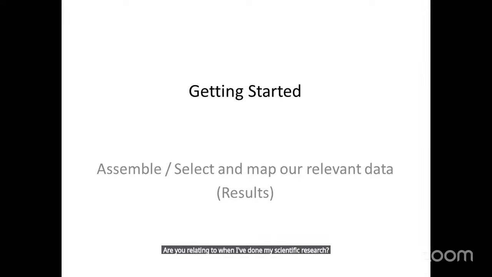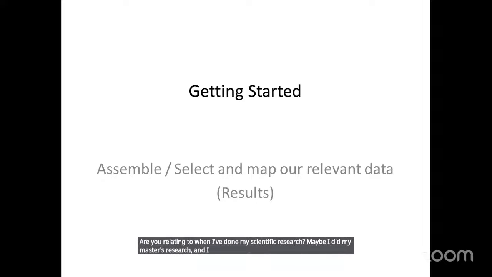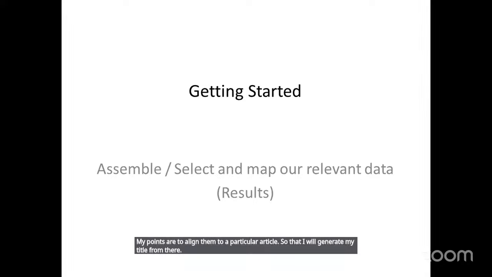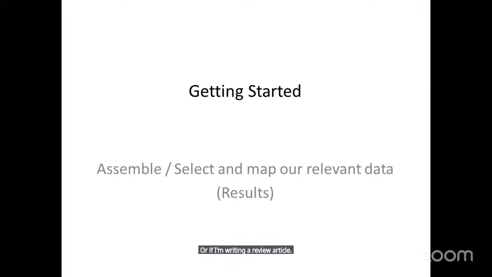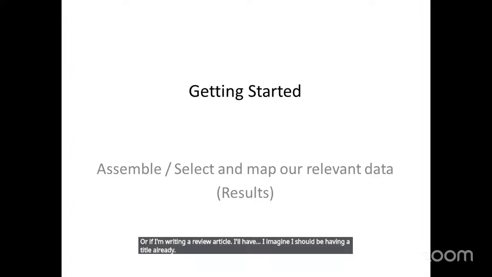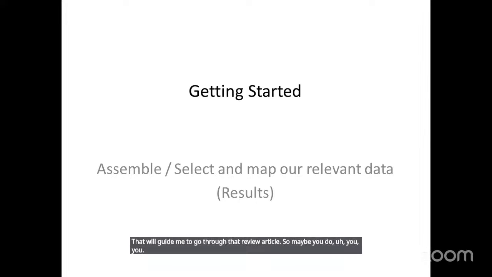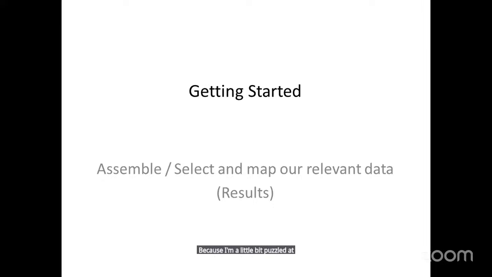Maybe I did my master's research and I'm trying to pick my points to align them to a particular article so that I will generate my title from there. Or if I'm writing a review article, I imagine I should be having a title ready that will guide me to go through that review article. So maybe you do some clarification on that, because I'm a little bit puzzled. What exactly are you trying to mean?